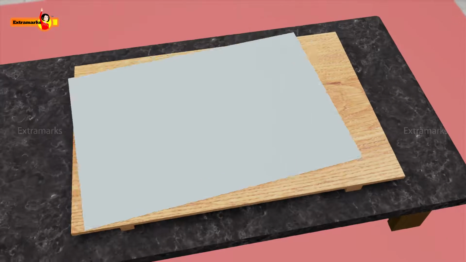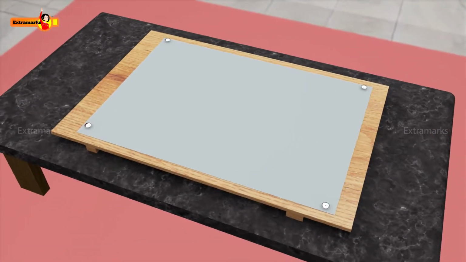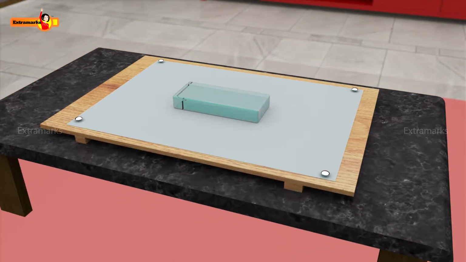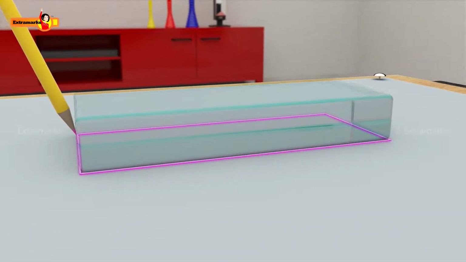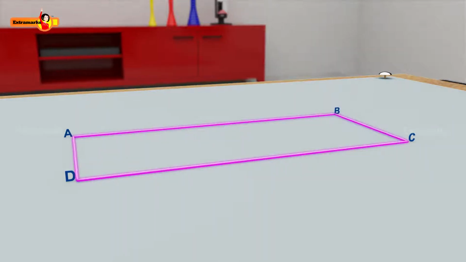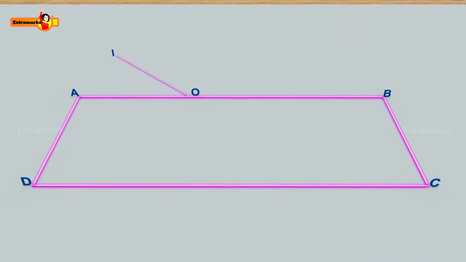Fix a paper on a wooden board with the help of board pins. Place a rectangular glass slab in the middle of the sheet. Take the pencil and draw the outline of the glass slab. Name it as ABCD. Now, remove the glass slab and draw a line IO inclined to edge AB.